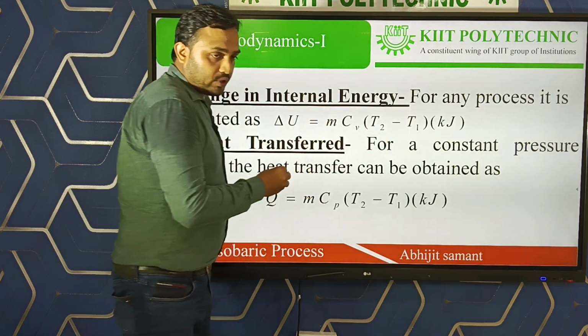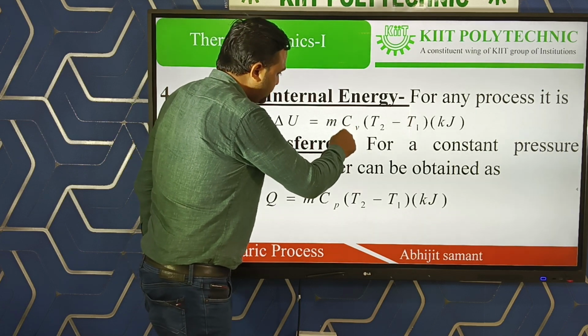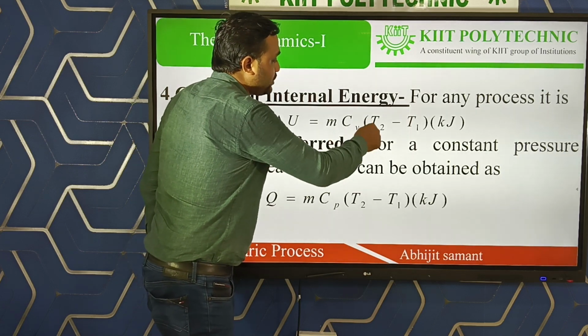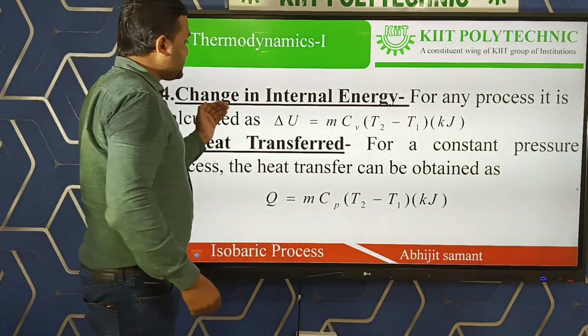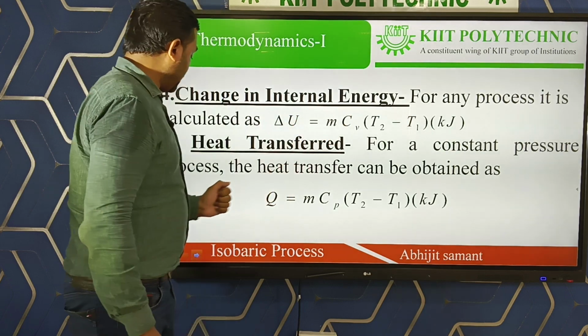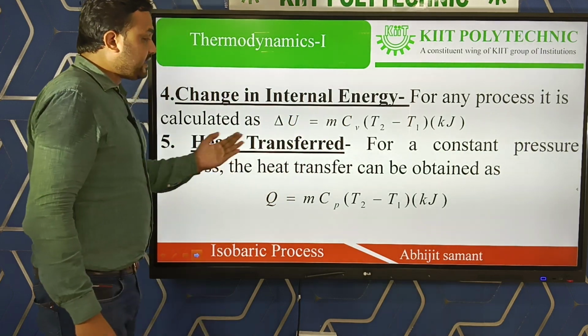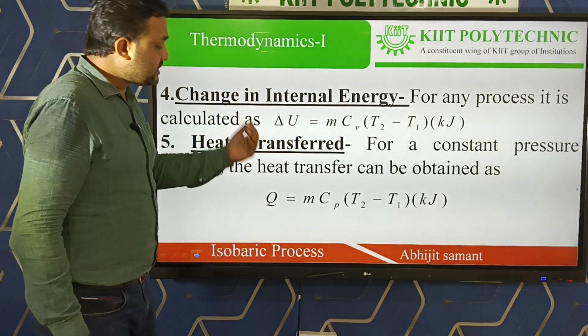M is the mass of the gas, and CV stands for the specific heat. T2 is the final temperature and T1 is the initial temperature. So the change in internal energy is equal to m CV (T2 minus T1). Next one is heat transfer. How much heat is transferred during this process?